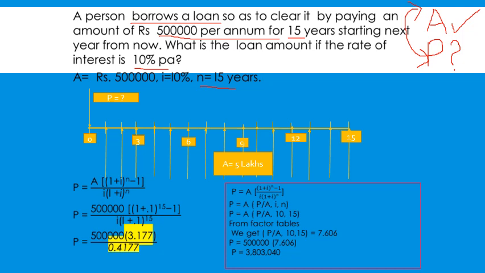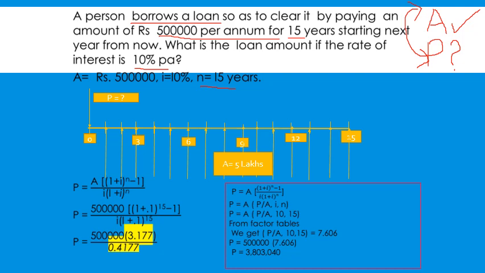I can calculate the same problem using factor tables. The formula remains the same. P is equal to A multiplied by P by A comma I comma N, P by A comma 10 comma 15. From factor tables, I get P by A comma 10 comma 15 as 7.606. When I substitute those values, I get 38,03,040. That means 38 lakhs 3,040 rupees. That is the loan amount.